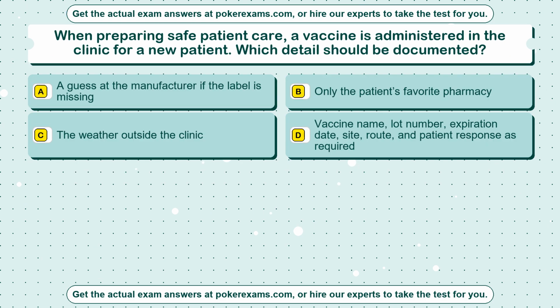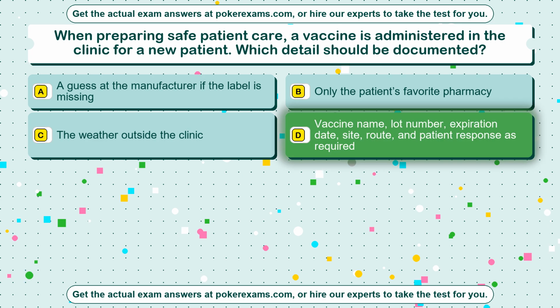Question 32. When preparing safe patient care, a vaccine is administered in the clinic for a new patient. Which detail should be documented? Option A. A guess at the manufacturer if the label is missing. Option B. Only the patient's favorite pharmacy. Option C. The weather outside the clinic. Option D. Vaccine name, lot number, expiration date, site, route, and patient response is required.